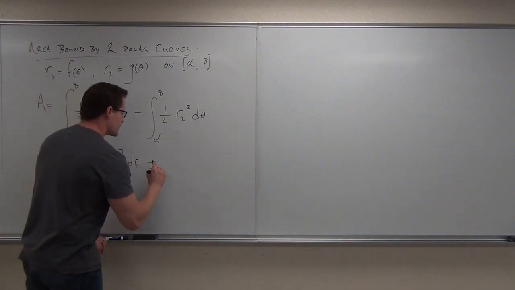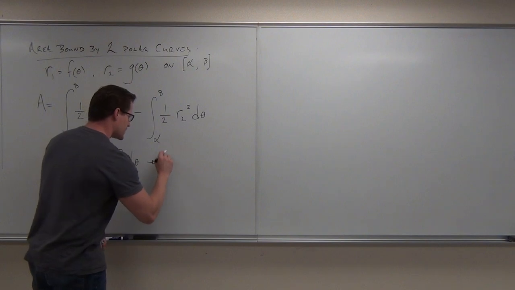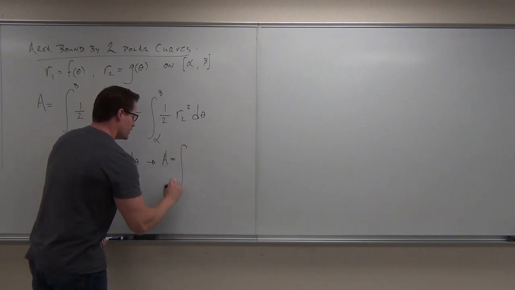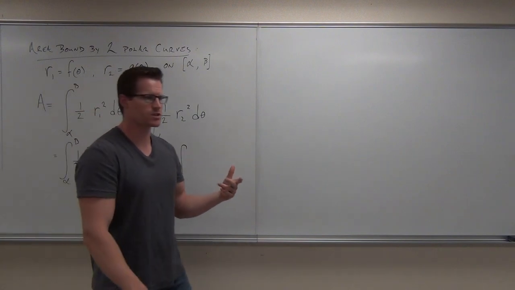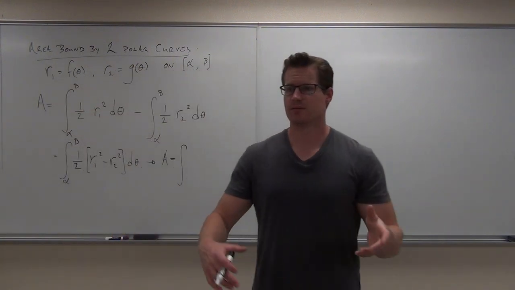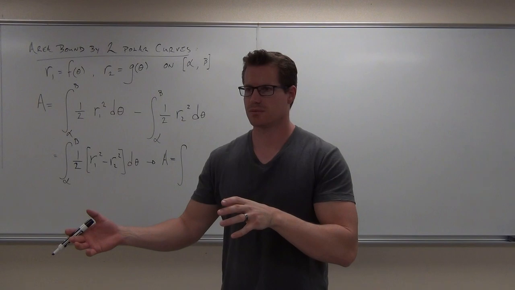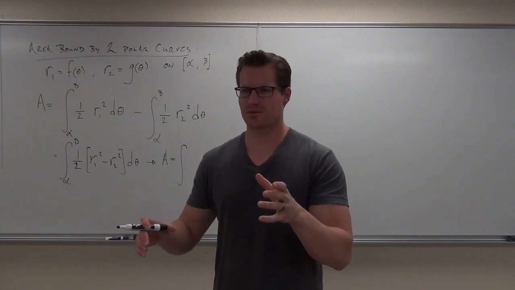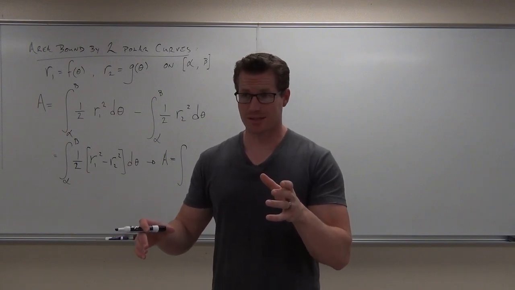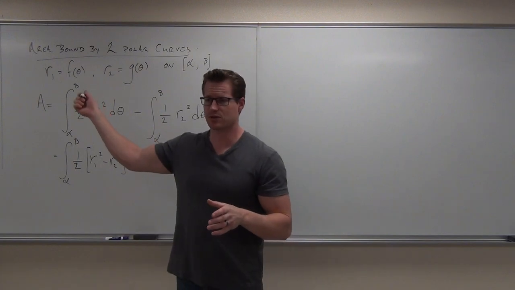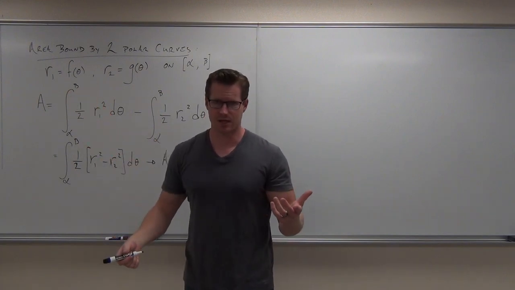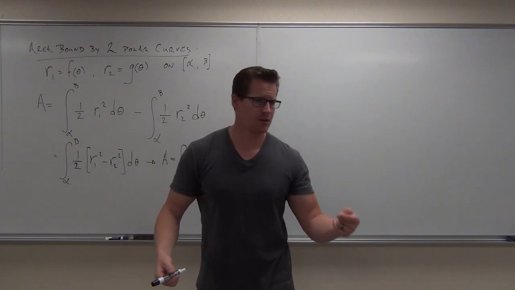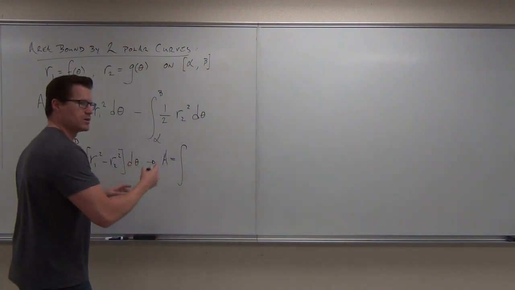Well, let's go one step further. The one step further says that R1 is actually equal to some function in terms of theta. Let's try this again. Instead of R1, R1 is actually equal to a function of theta. So instead of writing R1, we could write f of theta. Instead of writing R2, we could write g of theta. That's exactly what we're going to do. And this is the formula that you guys are going to find.